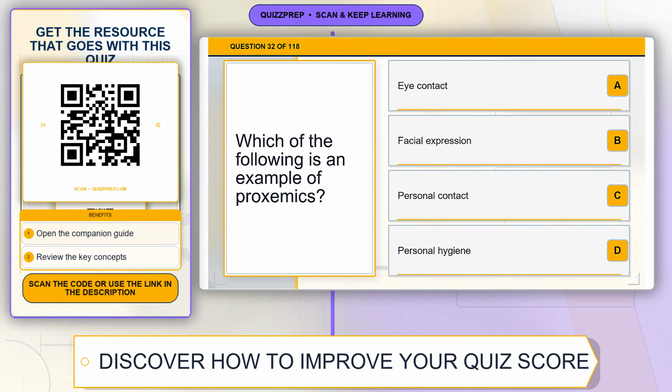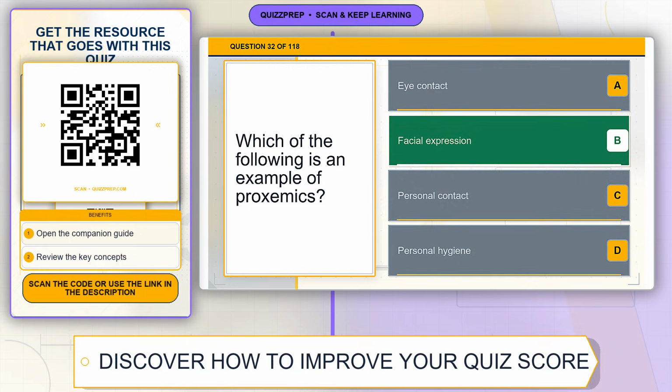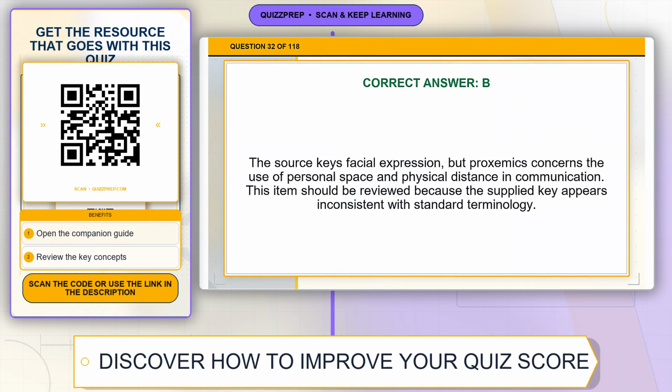Question 32. Which of the following is an example of proxemics? Option A, eye contact. Option B, facial expression. Option C, personal contact. Option D, personal hygiene. The correct answer is option B, facial expression. Explanation. The source key is facial expression, but proxemics concerns the use of personal space and physical distance in communication. This item should be reviewed because the supplied key appears inconsistent with standard terminology.